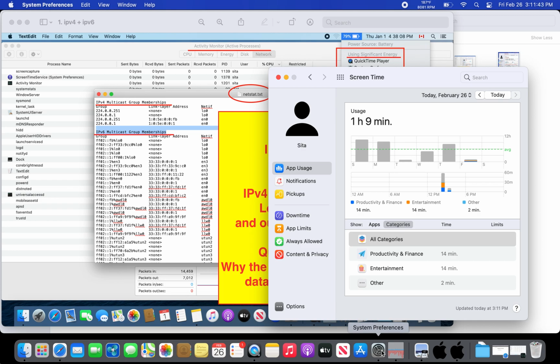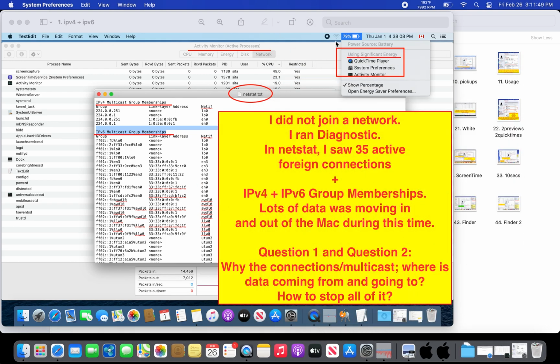All right. So thank you for all of that. But here, I think what you needed to know first is that I had no internet. I did not try to connect to anything, no iCloud, no Apple ID. I simply ran diagnostic, and this is what I got.